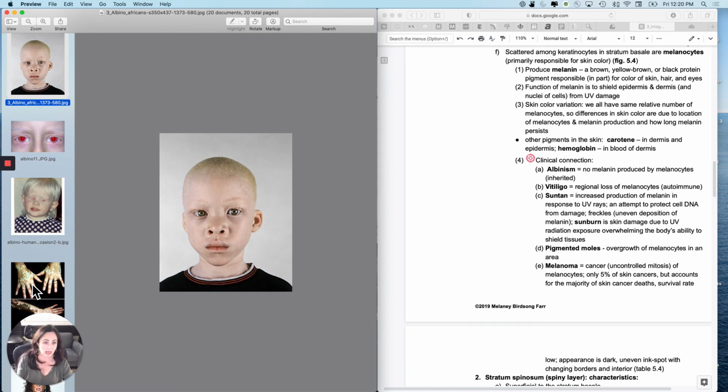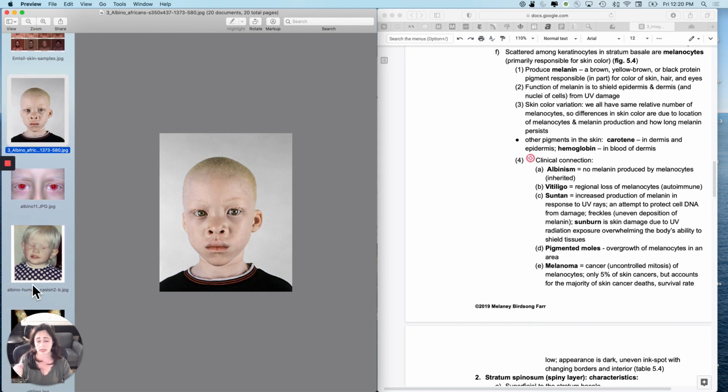Okay, so that's albinism. That is inherited. It tends to be genetic. Most forms of albinism are autosomal recessive.